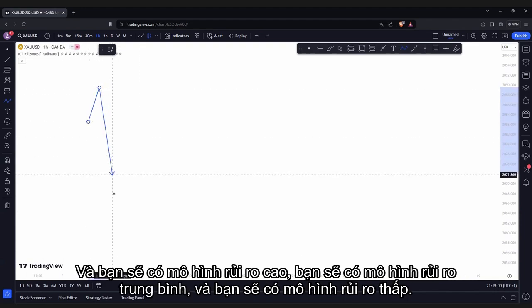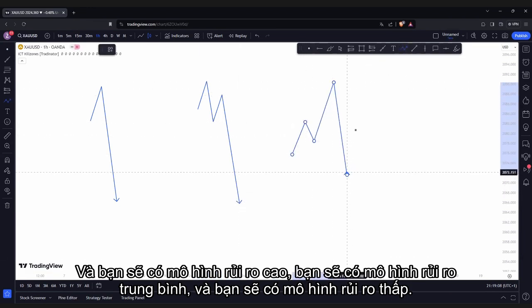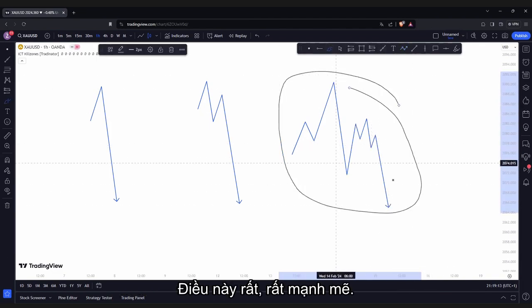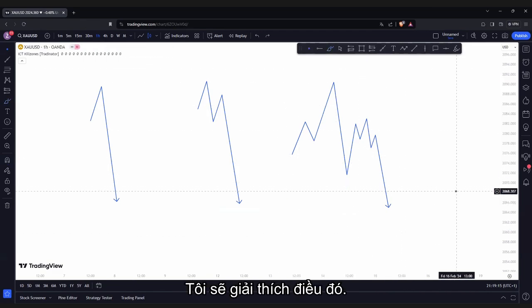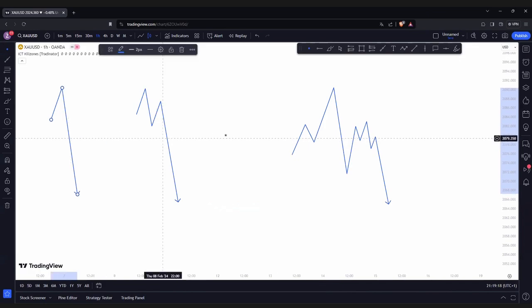You're gonna have the high risk pattern. You're gonna have the medium normal risk pattern, and you're gonna have the low risk pattern. Okay, this is very, very strong. I'm going to explain that. So and you have the one in between. Sorry, forgot this one.